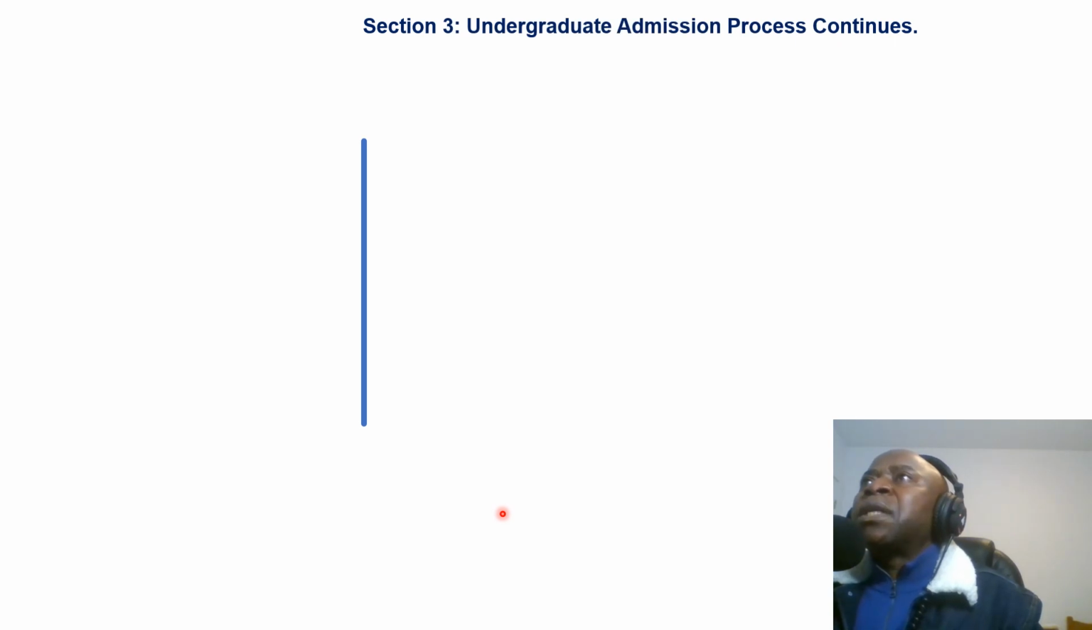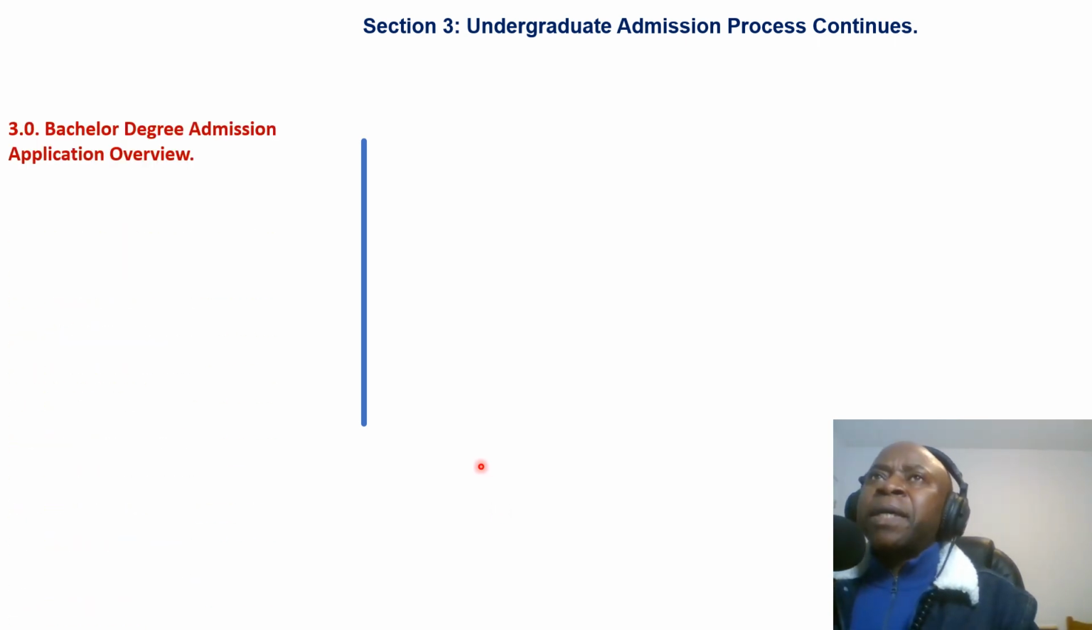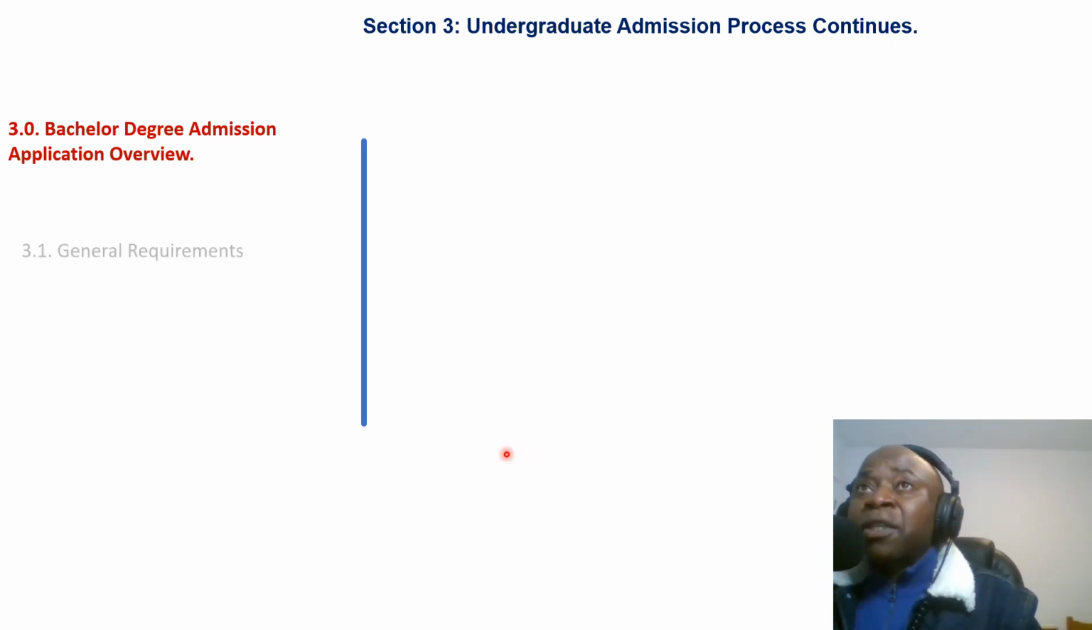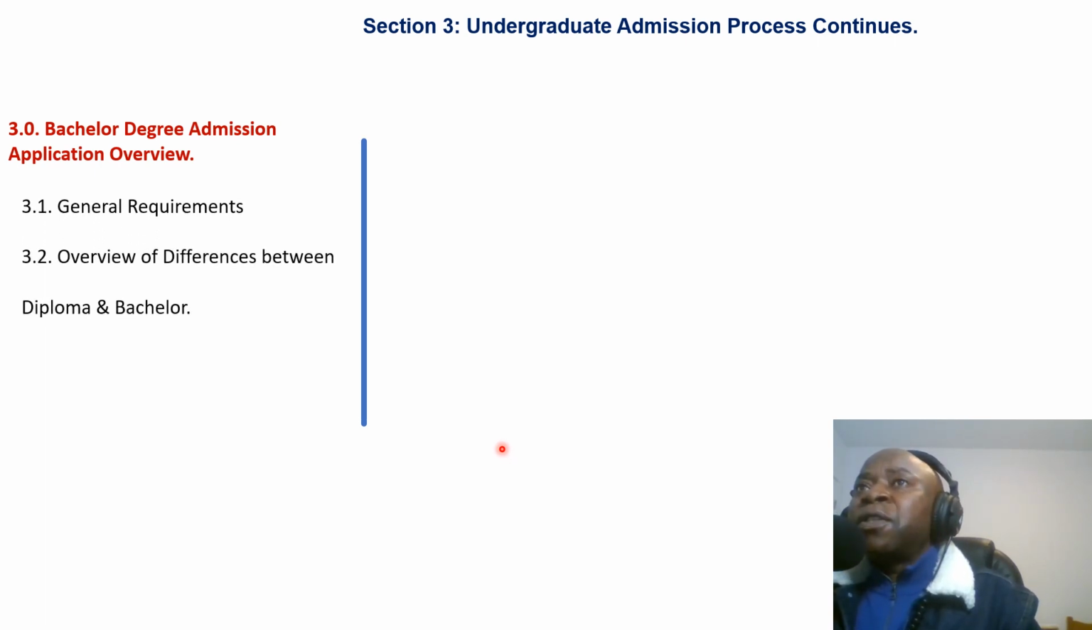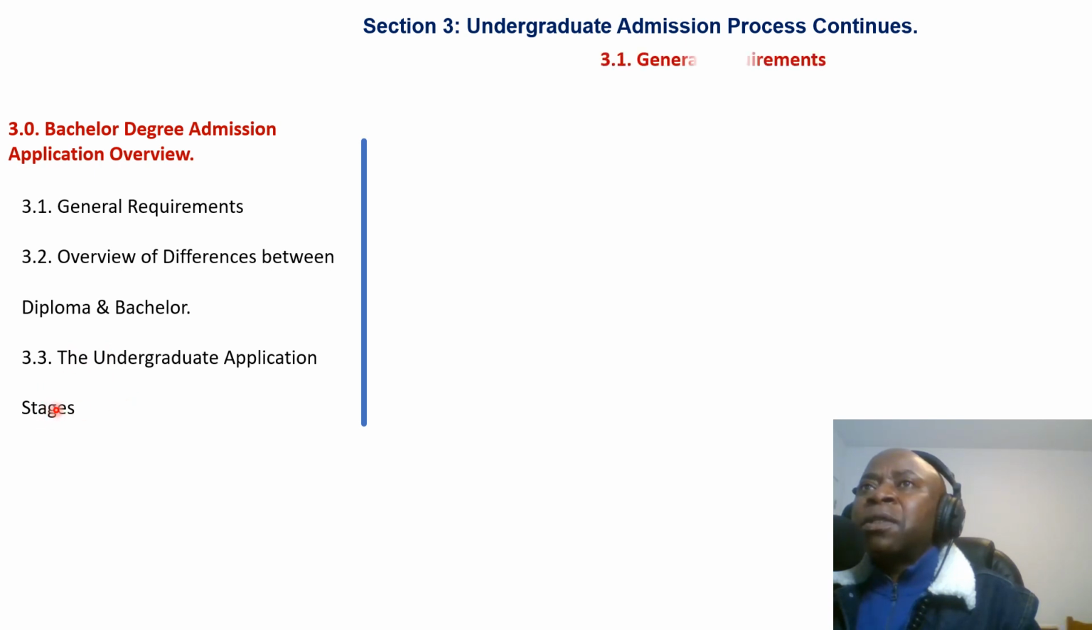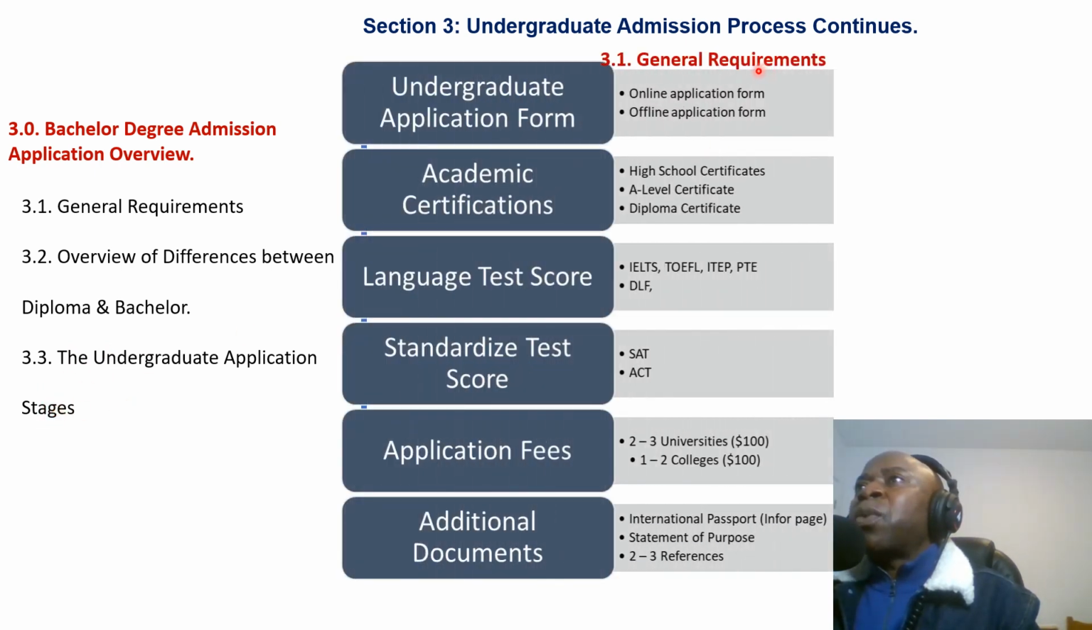So we will be looking at the undergraduate admission process, when you are now set to apply. The first thing we'll be looking at under this section is the Bachelor Degree Admission Application Overview. So we want to let you know what it will entail so that you can do it yourself. Number 1 is the general requirement. Number 2 is an overview of the differences between diploma and bachelor. Then the undergraduate application stages. So we'll start with the general requirement.